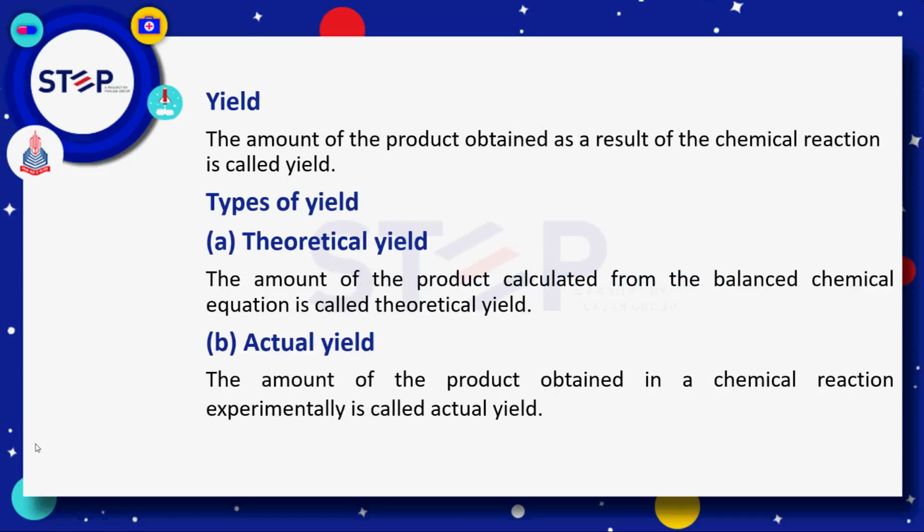Yield. The amount of product obtained as a result of a chemical reaction is called yield. There are two types of yield, theoretical yield and actual yield. The amount of product calculated from the balanced chemical equation is called theoretical yield.